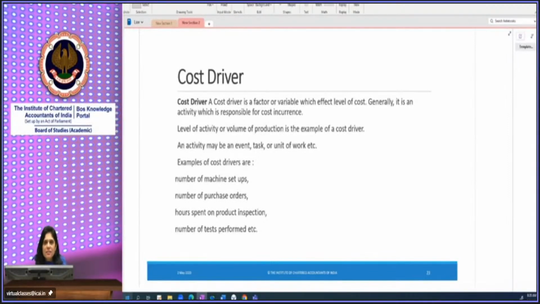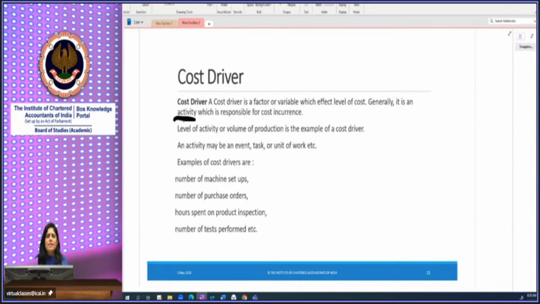Generally, it is an activity which is responsible for cost incurrence. So exactly, that is the activity which is happening. So whatever activity due to which that cost is happening, that is the cost driver. An activity may be an event or a task or a unit of work. Examples: number of machine setups. Whenever the number of machine setups increases, the cost of machine setups will increase.